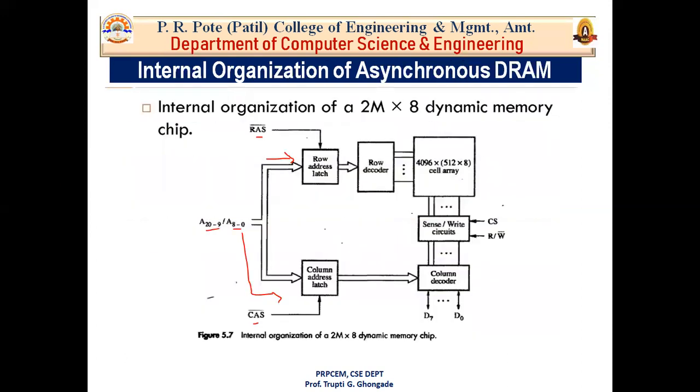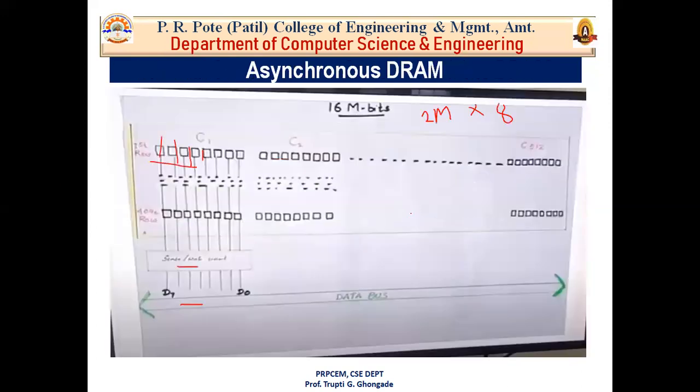Now look here. How many rows are there? There are 4096 rows. How many columns are there? There are 512 columns, and each column consists of 8 cells. So this is basically the arrangement of a DRAM chip.